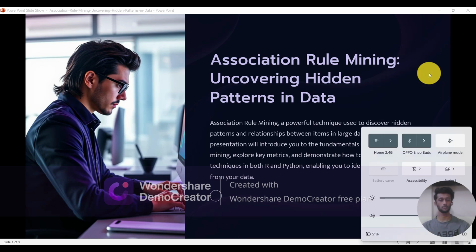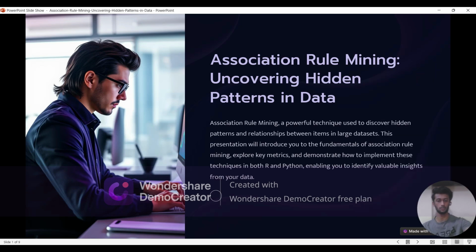So the key concepts of association rule. An association rule is typically written as X → Y. If X occurs, then Y is likely to occur. X is called the antecedent or left-hand side, and Y is called the consequent or right-hand side.